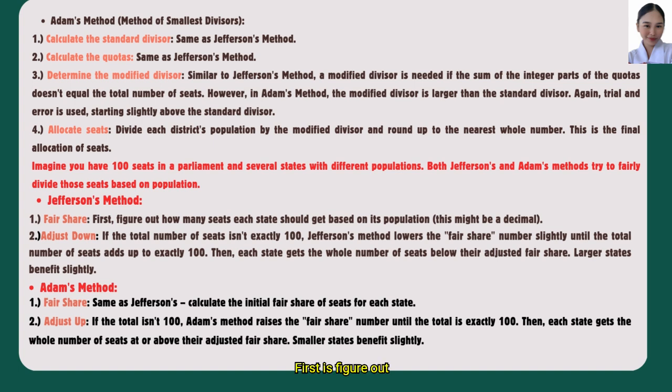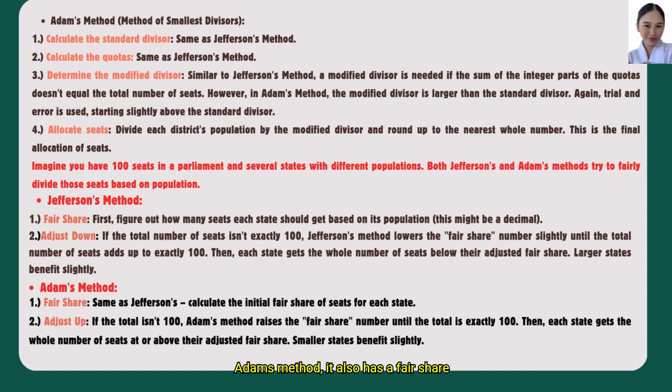First is to figure out how many seats each state should get based on its population, so this might be a decimal. Second, if the total number of seats isn't exactly 100, Jefferson's method lowers the fair share number slightly until the total number of seats adds up to exactly 100. Then each state gets the whole number of seats below their adjusted fair share. Larger states benefit slightly.